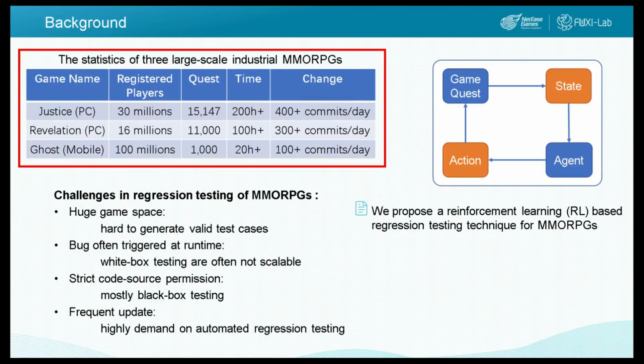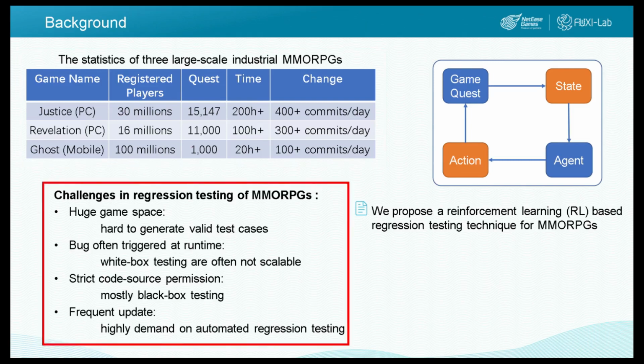The table summarizes the statistics of 3 large-scale industrial MMORPGs: Justice, Revelation, Ghost. We can see that the industrial games are often quite complex in terms of game content and update frequency. Meanwhile, the fast evolution of industrial MMORPGs brings several challenges for regression testing. First, the game space is huge. Existing testing techniques are often hard to generate valid test cases, making the game testing largely rely on manual play or written scripts, where scripts can also often become unusable when the game is updated.